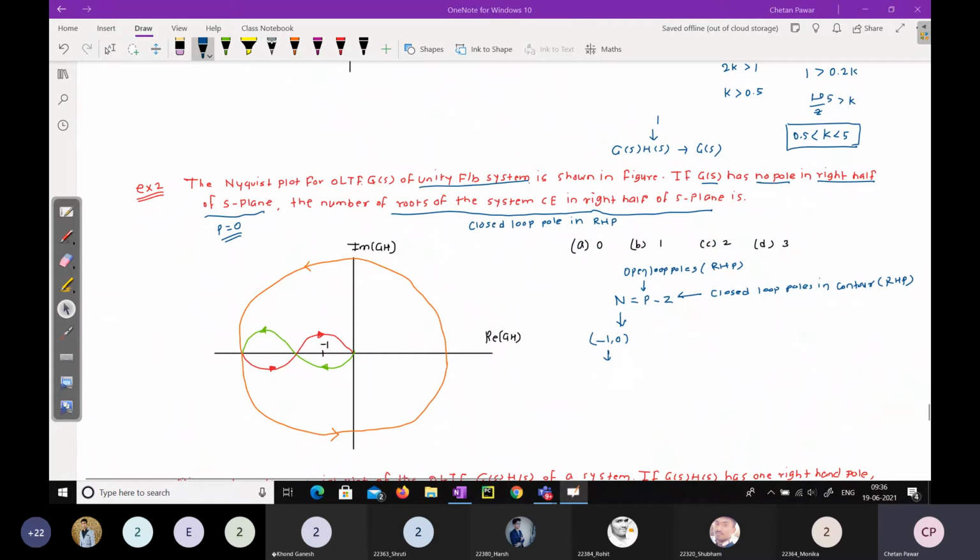Now, P is the open loop poles. What is the value of P? 0. And what do we need to find out? We need to find out this Z. Z is the closed loop poles in the right hand side of the S-plane. And what is the value of N? You tell me the value of N from this Nyquist plot. You can tell the number of encirclements about the -1 point. If the encirclement is anti-clockwise, we take a positive N. If the encirclement is clockwise, we take a negative N.